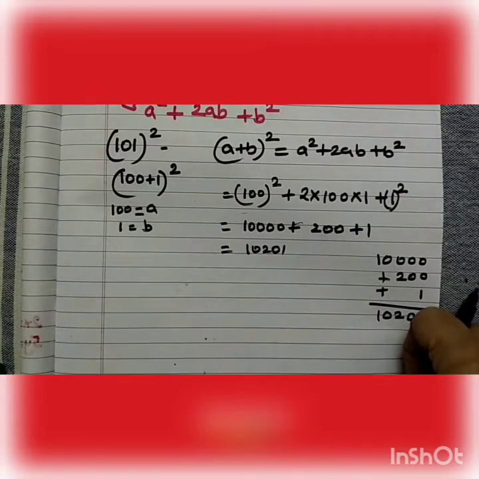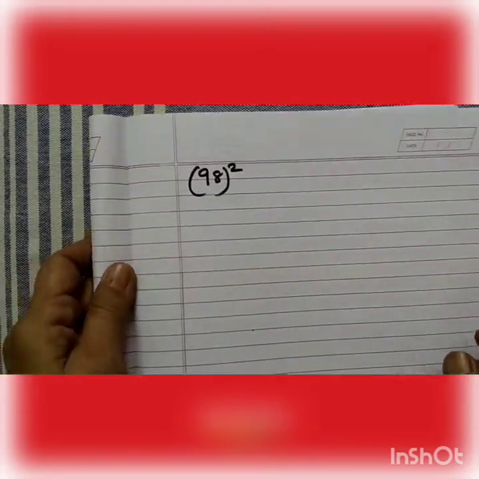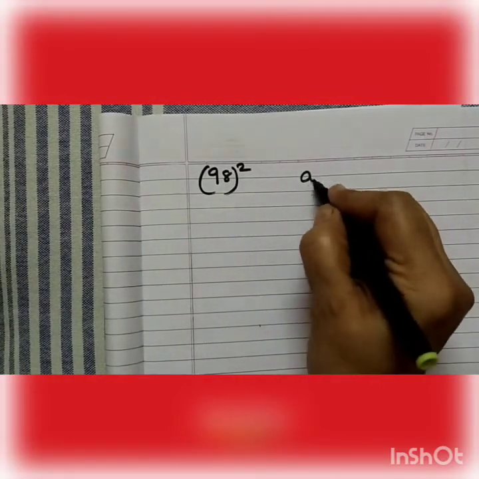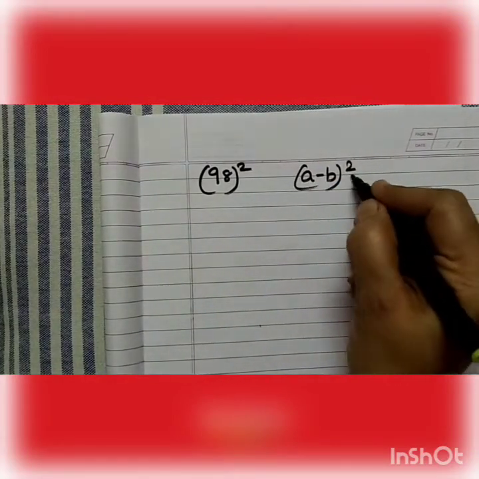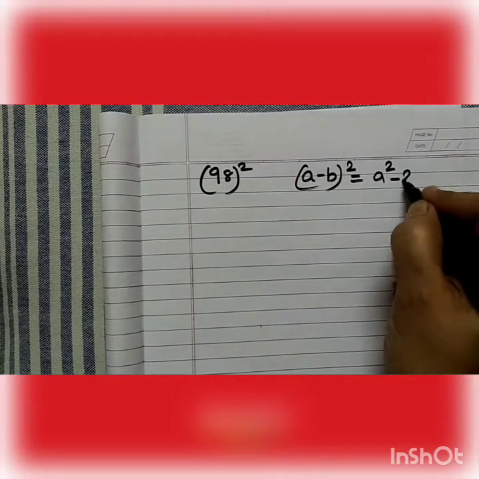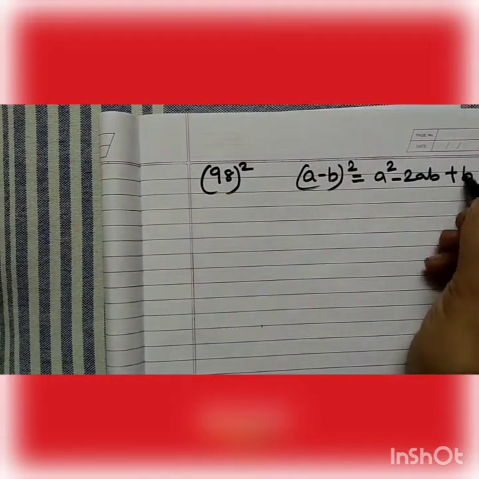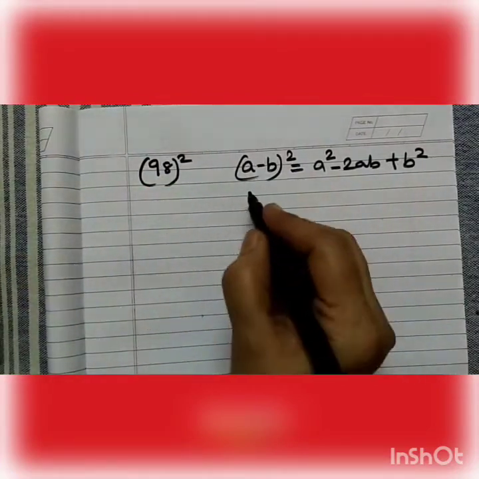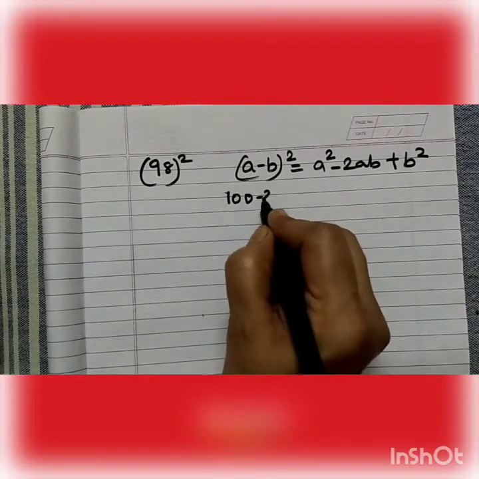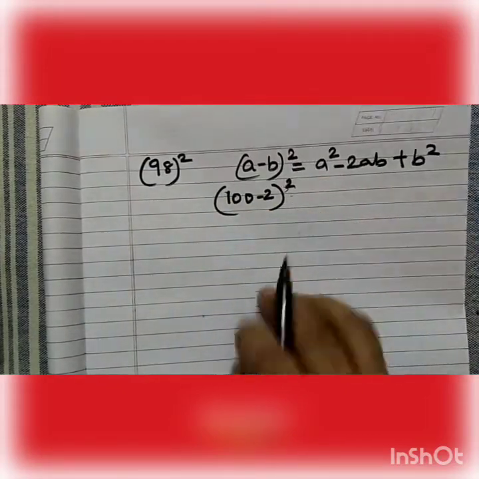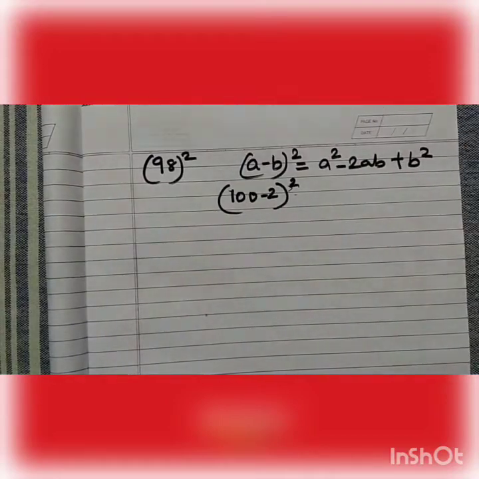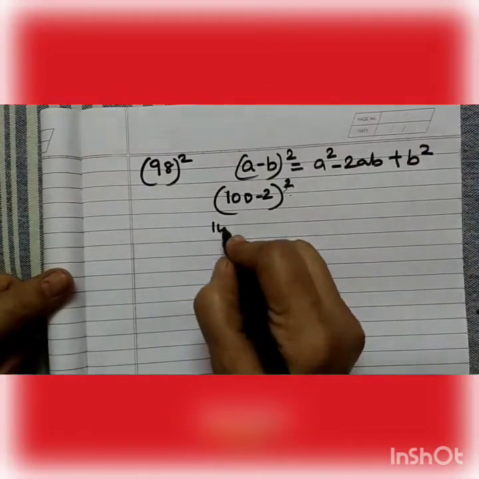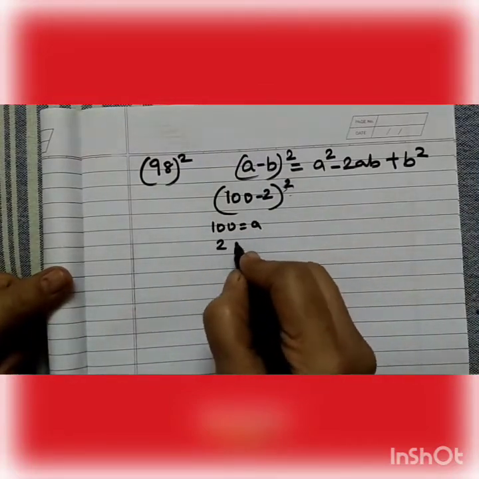Now let us do the next sum. Next sum is 98 square. Now for 98 square, I have to use the formula a minus b whole square, that is a square minus 2ab plus b square. Now how will I represent this 98 in this form? I will write it as 100 minus 2 whole square, isn't it? 100 minus 2 is 98. So I got my answer, I am going to get 98 square. Now let us write here 100 is equal to a and 2 is equal to b.